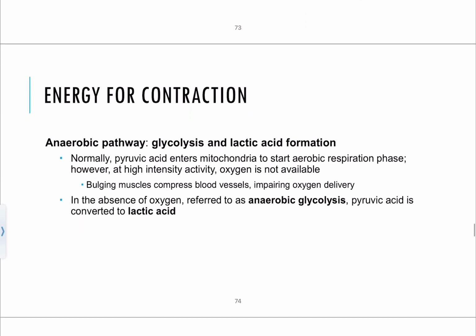So normally that pyruvic acid that we just created by lysing or splitting glucose basically in half would enter the mitochondria and undergo aerobic respiration. But during high intensity activity or activity that lasts for an extended period of time, we're not going to have any oxygen available. Why don't we have oxygen available? Because as our muscles, bulging muscles, expand, they're going to compress on the blood vessels. Well, the blood vessels are the ones carrying the blood, which is housing the oxygen needed for the tissue. So we're not getting enough oxygen.